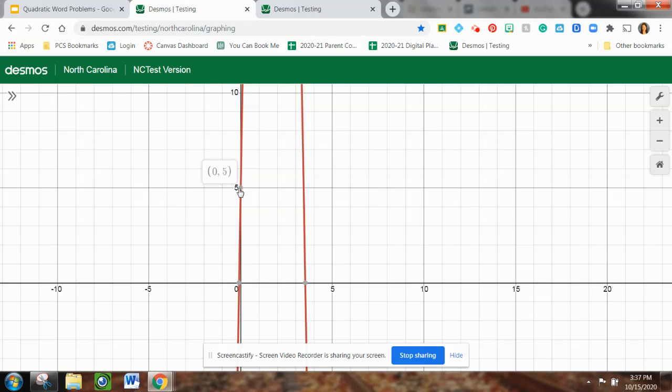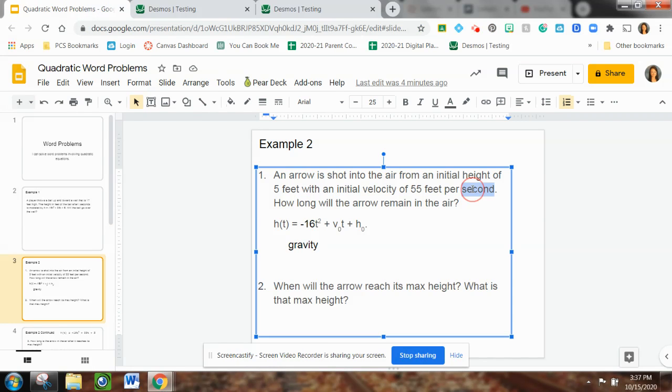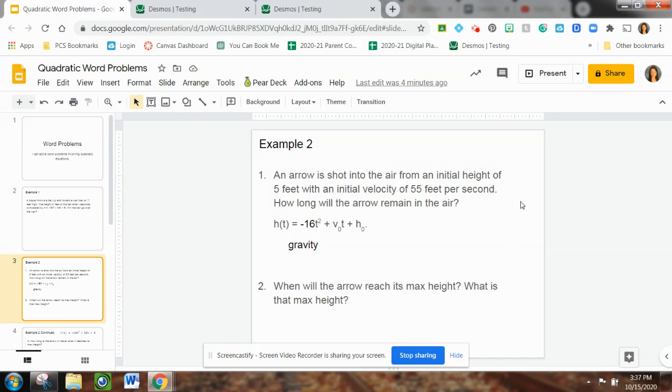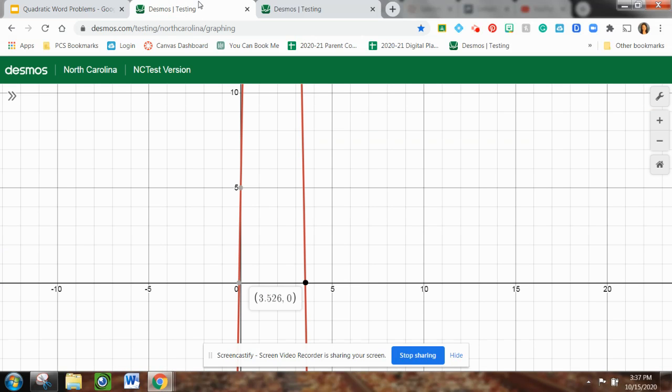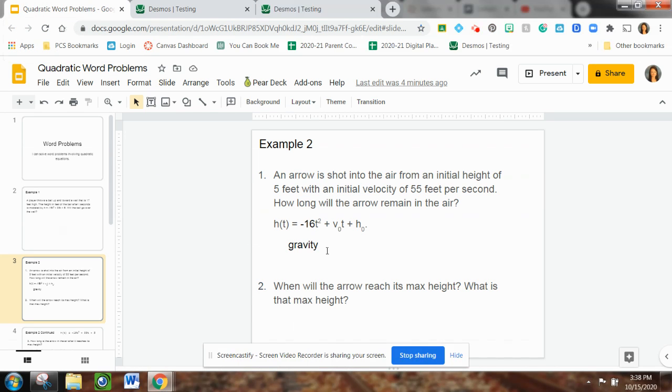So what I'm going to do is start at time equals 0, where my y-intercept is, and then I'm ending at just over 3.5 seconds. And I know that it's seconds because it says feet per second. So here my answer would be 3.526 or 3.53 seconds. The next question we're asked is, what's the maximum height?